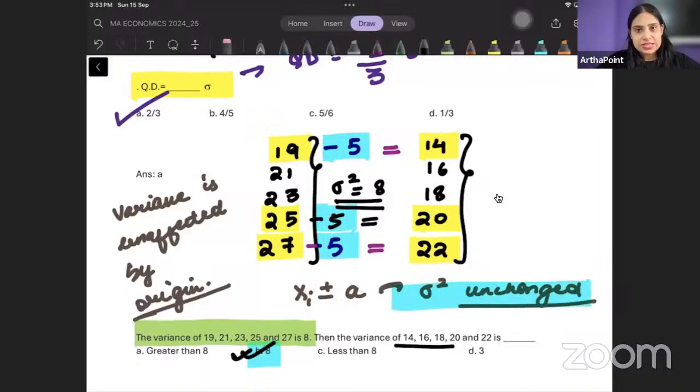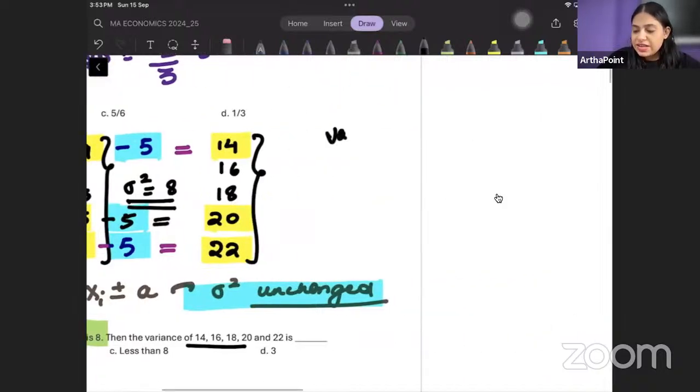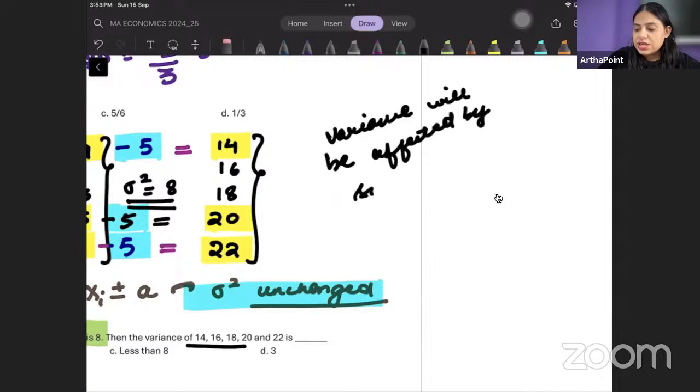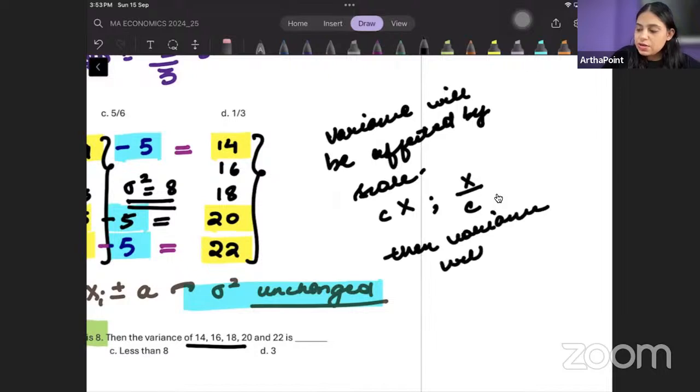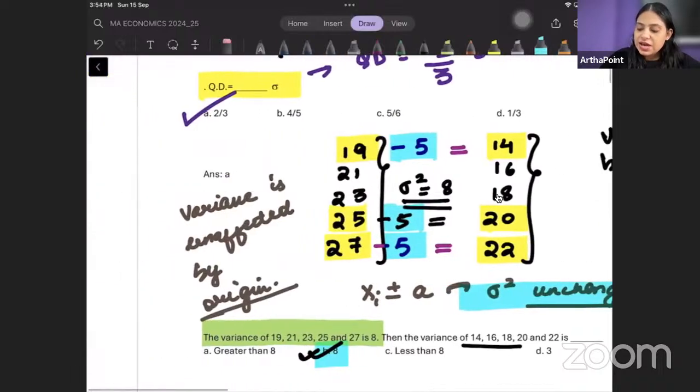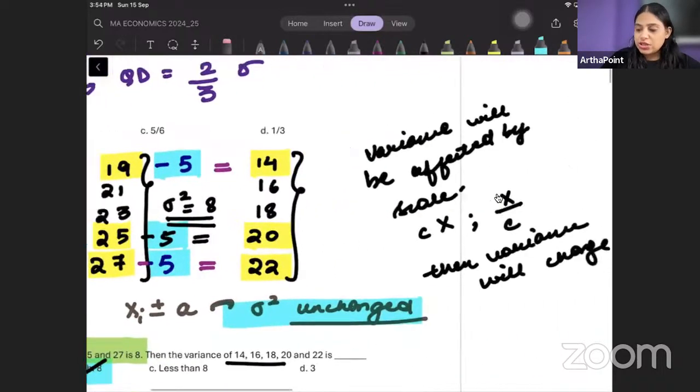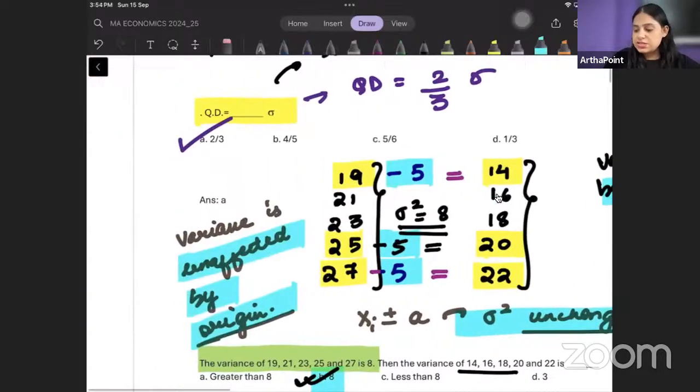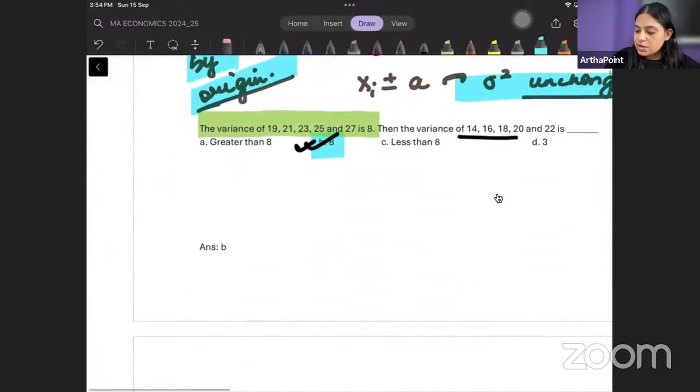By adding or subtracting anything, the variance will not change. But variance will be affected by scale. If we multiply or divide by a constant, then the variance will be affected. Variance will change. So remember this property. Variance is unaffected by origin, it does not change with origin, but it is affected by scale. Okay. Come to the next question.